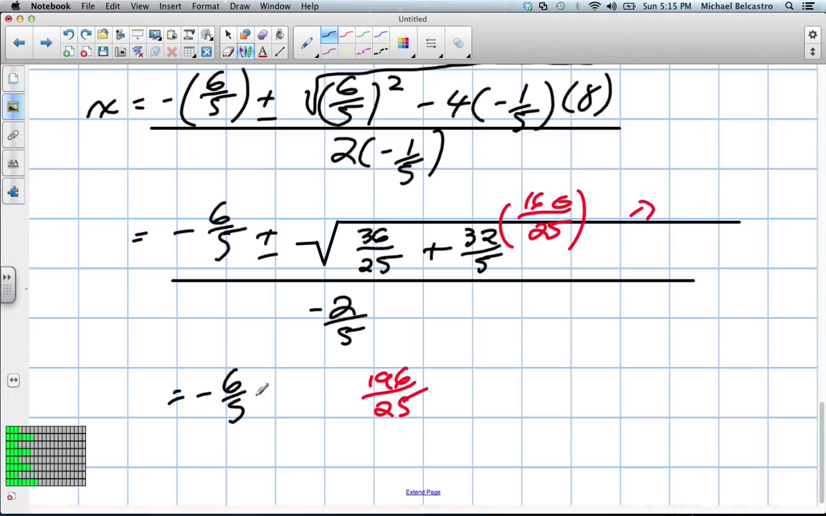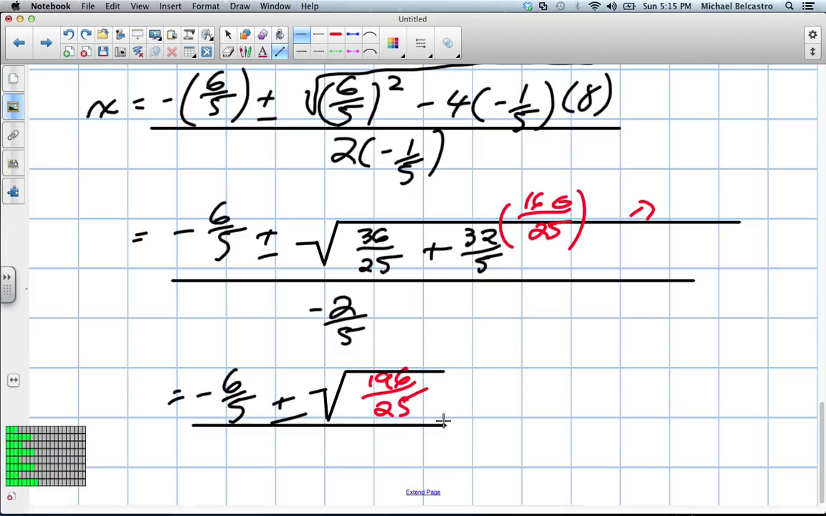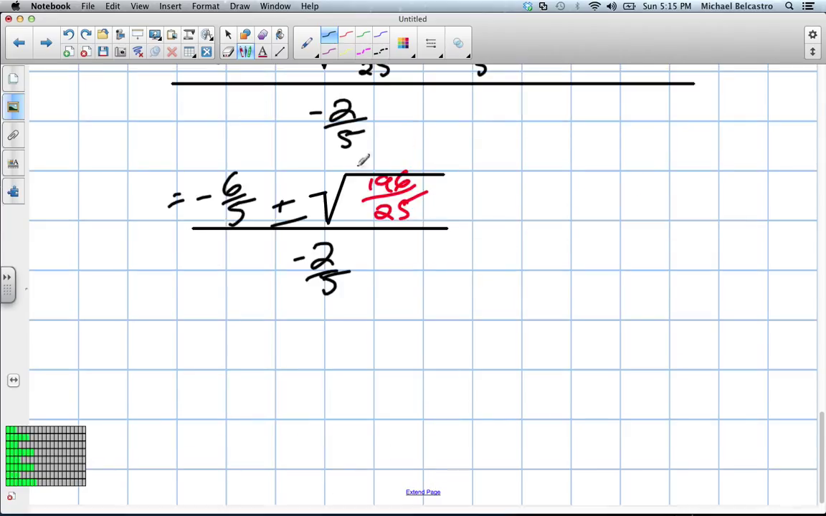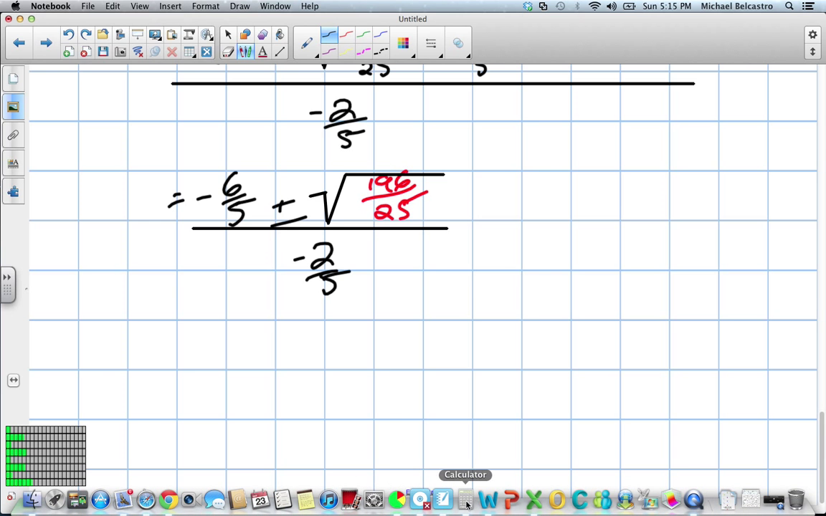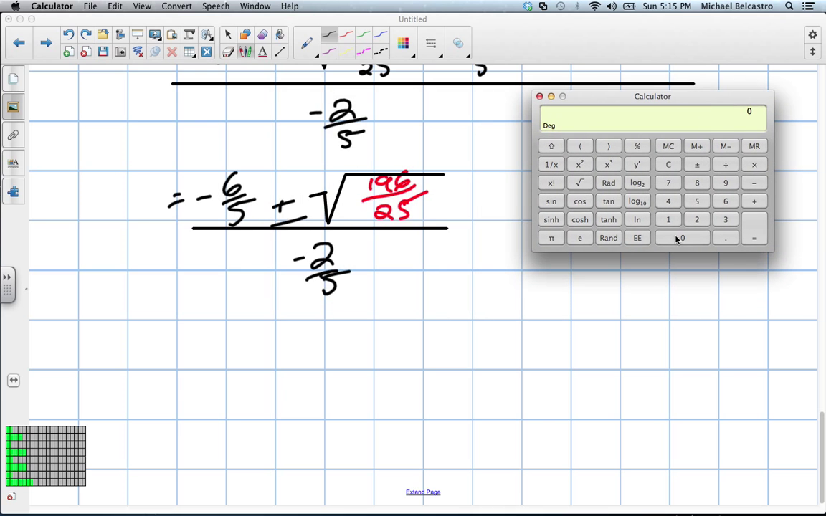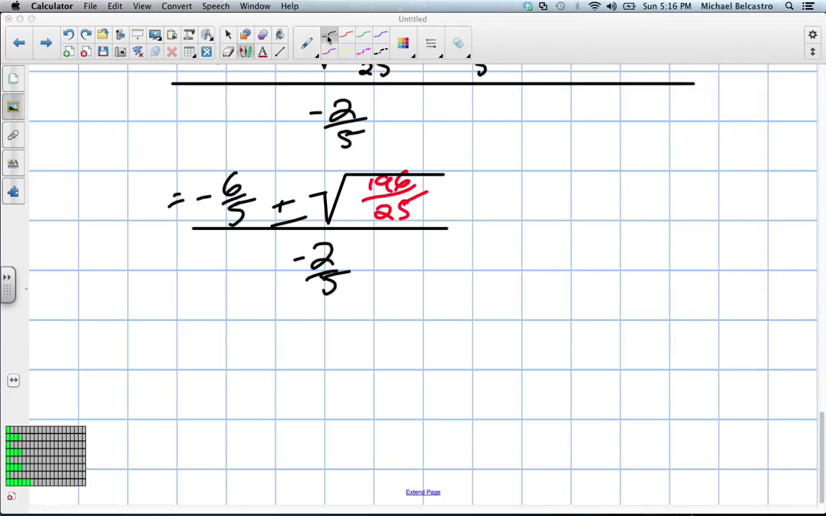Negative 6 over 5 plus or minus the root of 196 over 25, and then negative 2 over 5. So we've got to root this term here. We can put it into decimal form when we go to root it. 196 divided by 25 is 7.84, and we can square root it. That's 2.8. Oh, really? That worked out really nicely. Anyways, that's probably rounded. 2.8.